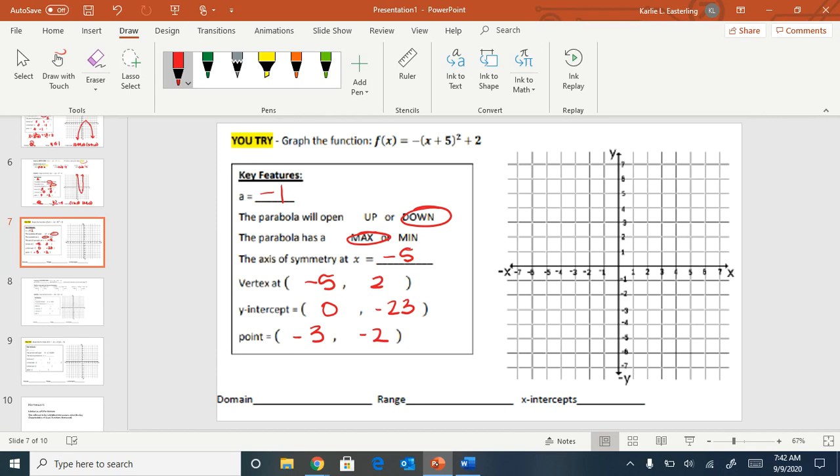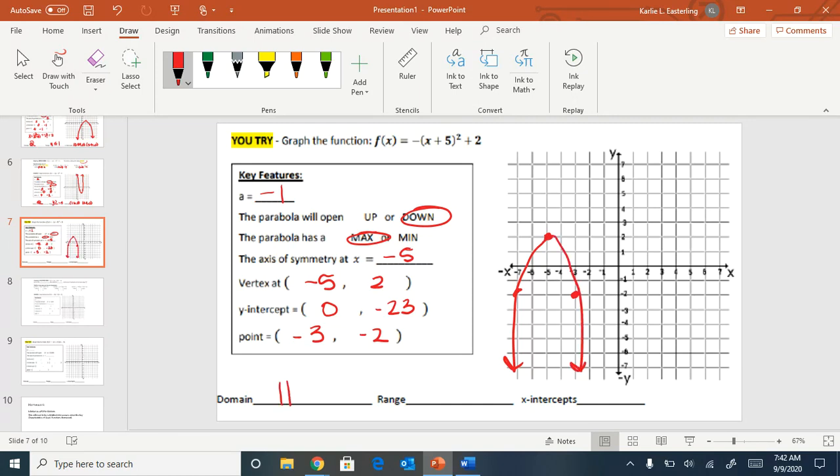So our first point is that (-5, 2). And then we did that (-3, -2). So using that axis of symmetry, the other point that we would probably look at would be, so we went 2, 2, would be that (-7, -2). Get your points, draw your arrows.